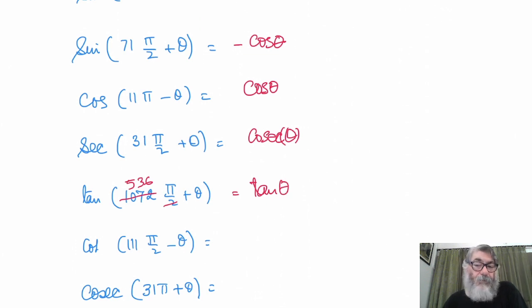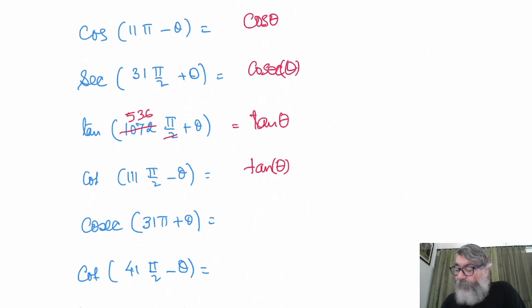Cot of 111 pi by 2 minus theta. 111, again, divided by 4 will give you 3 as remainder. It will fall along line OY dash, and minus theta means it will go into the third quadrant. In the third quadrant, first of all, cot will change into tan theta, and in the third quadrant tan and cot are positive, so it will remain positive.